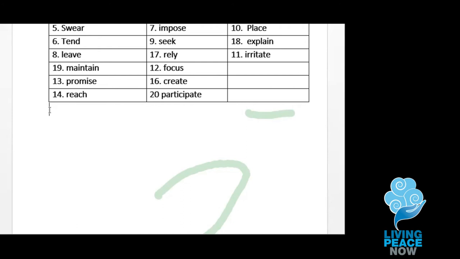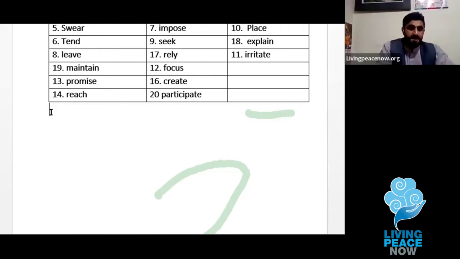You should get everything. Yeah, we get some information about swear. Swear is a verb. And also swear is a noun, and also swear is an adjective. You should know about this.